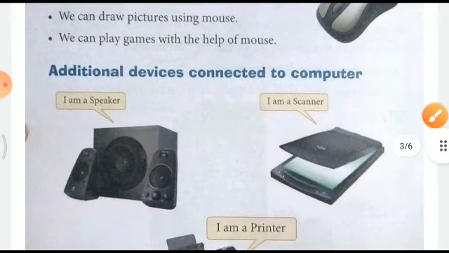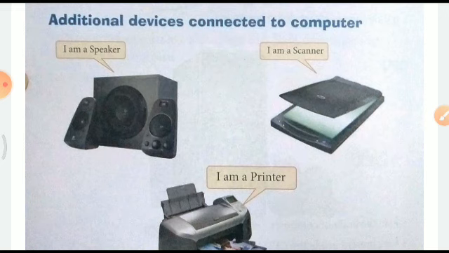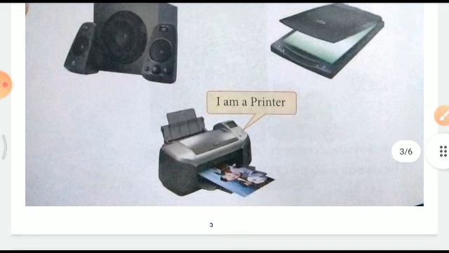Additional devices, there are some. Now these are speakers through which we hear some songs or whatever is spoken there. Scanner through which some piece of paper is scanned and we can have printout of that also, or we can see it on the screen also. And then this is printer, through which various types of printouts can be taken. It can be a photograph, it can be some written material, right?